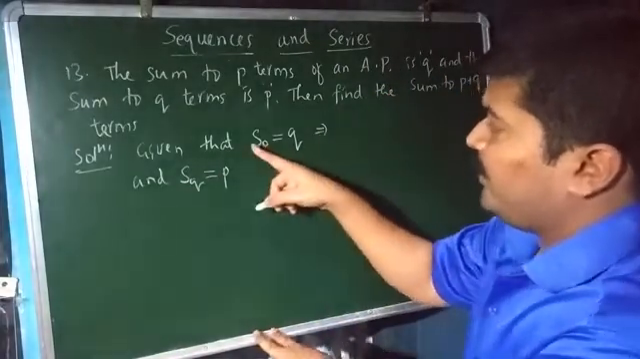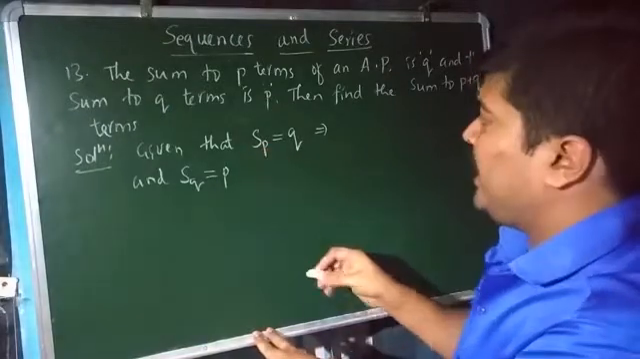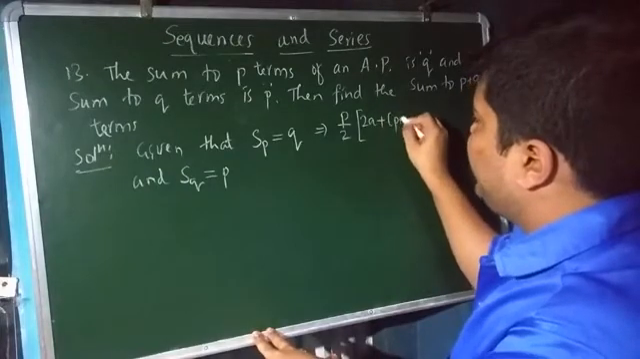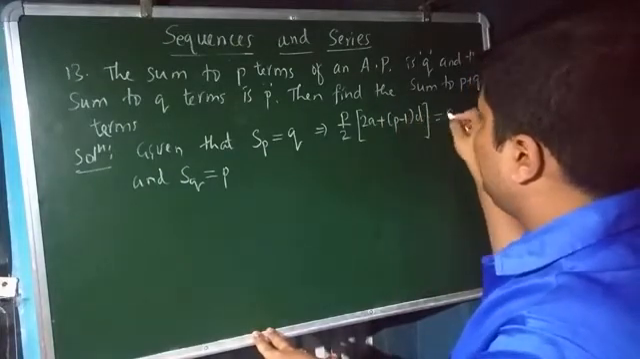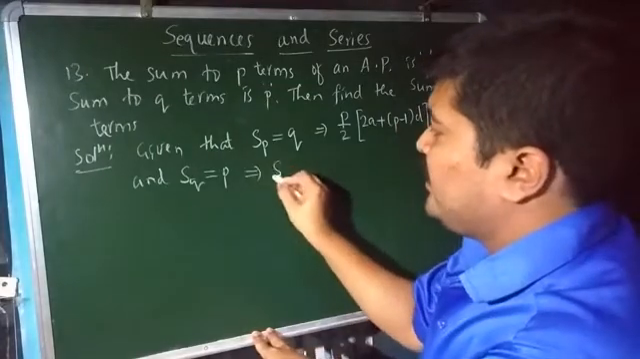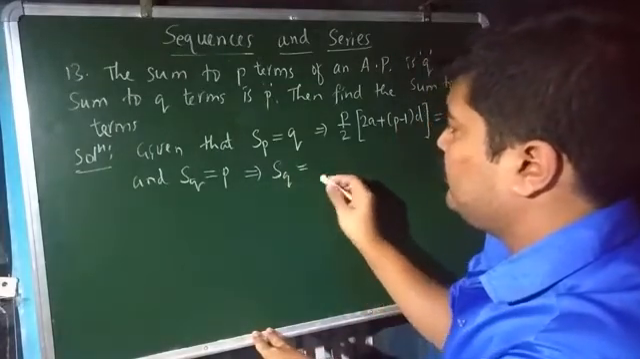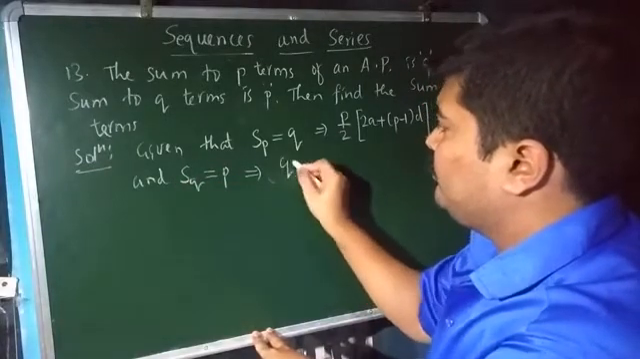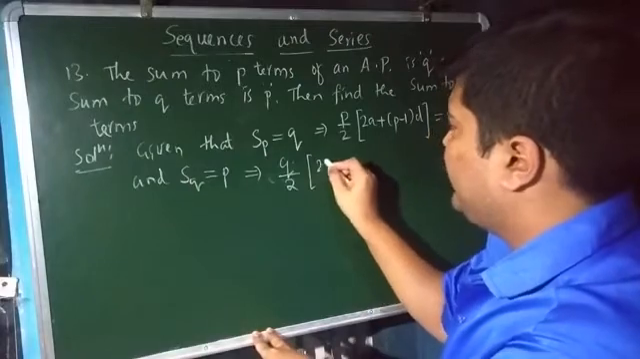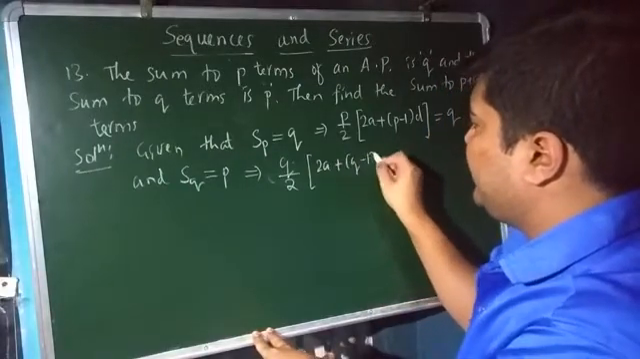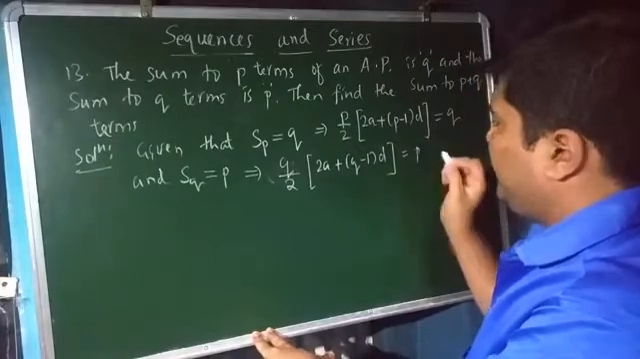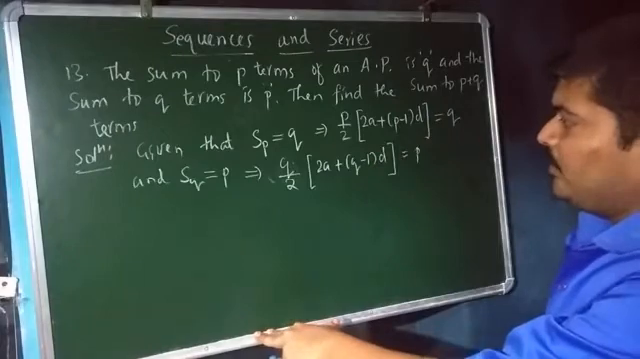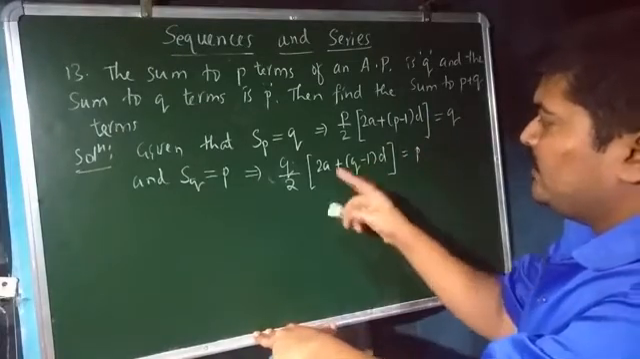Now apply the formula for the sum up to p terms of an AP. You get p by 2 into 2a plus (p minus 1) into d, that is equal to q, isn't it? Now this implies SQ is equal to, or you can utilize the formula for SQ here. You will get q by 2 into 2a plus (q minus 1) into d, that is equal to p here, isn't it? Now try to simplify the terms over here.